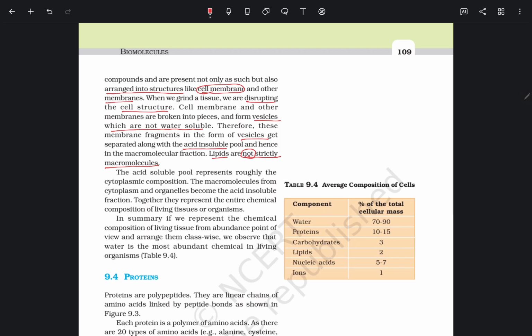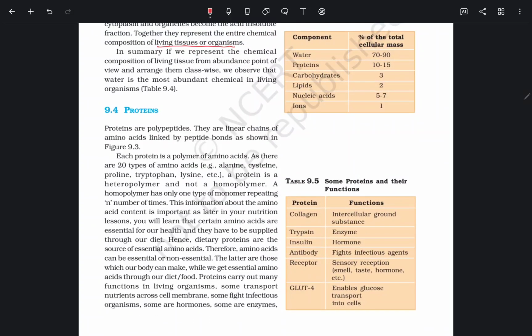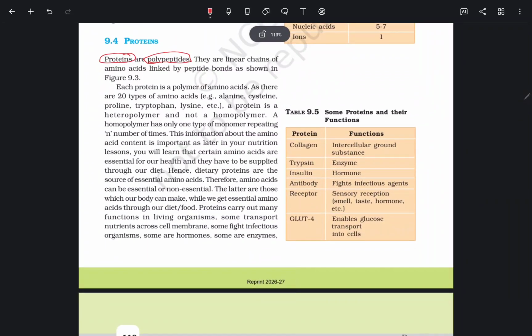The acid soluble pool represents roughly the cytoplasmic composition. The macromolecules from cytoplasm and organelles become the acid-insoluble fraction. Together, they represent the entire chemical composition of living tissue or organism. Proteins. Proteins are polypeptides. They are linear chains of amino acids linked by peptide bonds.